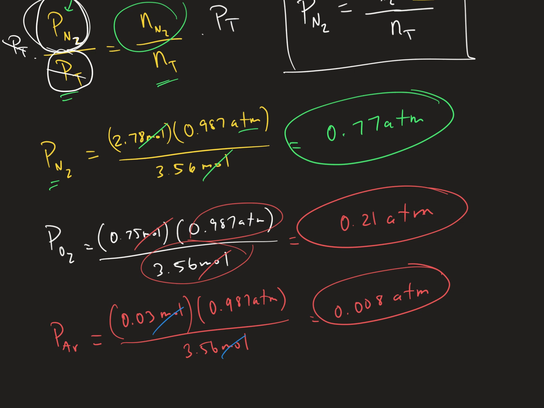Is there a way to check to see if we did this right? They better equal this, right? Or pretty darn close. We do this, we get 0.988. That's pretty darn close, within a thousandth, right? Why is it not exactly? Because we rounded somewhere. That is the pressure of argon.